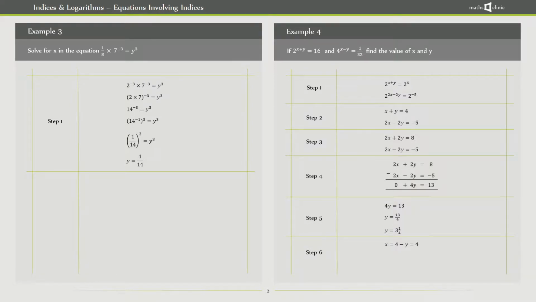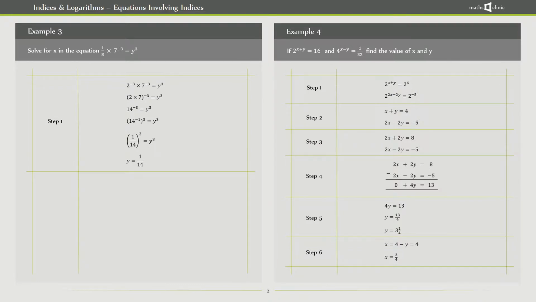So basically we've been told that x equals 4 minus y. That would tell me that x equals 4 minus y, which is 3 1/4. So that is 4 minus 3 1/4, and I'd have that my x is 3/4. And that is how you go about solving simultaneous equations using the elimination method.